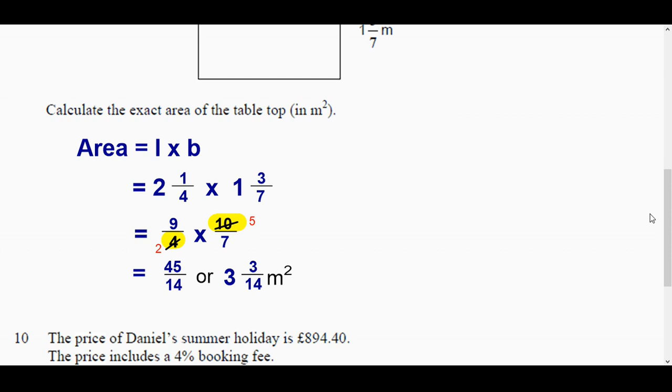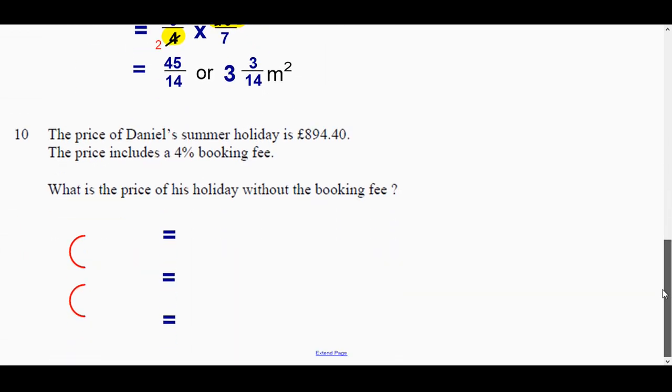Right, so question 10 to finish off. The price of Daniel's summer holiday is £894.40. The price includes a 4% booking fee. What is the price of this holiday without the booking fee? So what we have to understand here is this price is at 104%, if you like. It's 4% more than what it was because it's been added on. Now, sometimes you can get questions where you have to take away the 4 off the 100 and your starting point was 96 and so on, but not in this case.